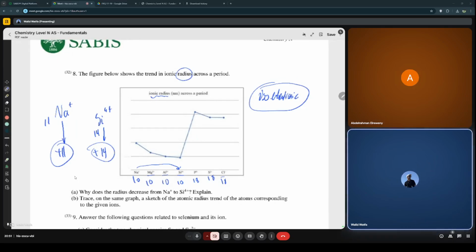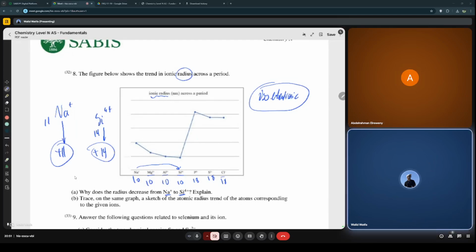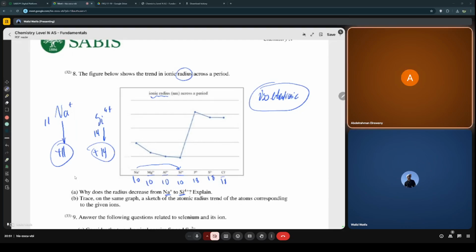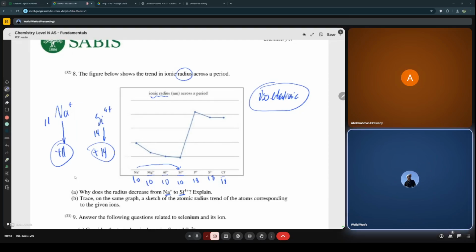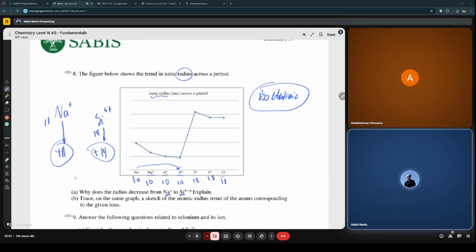So again, try and explain to me from Na plus to Si4 plus. Why is the radius decreasing? First of all, they're isoelectronic. Then what causes the Si to be smaller than the Na? Nuclear charge. Because Si has a greater what? Nuclear charge. So how do you write this down? You say both Na plus and Si4 plus are isoelectronic.